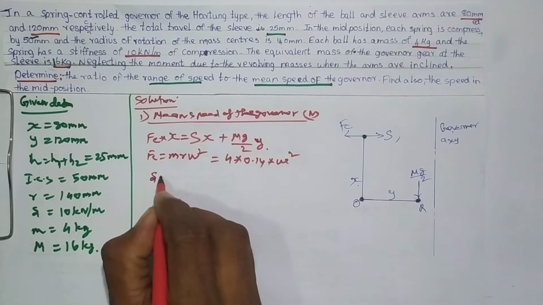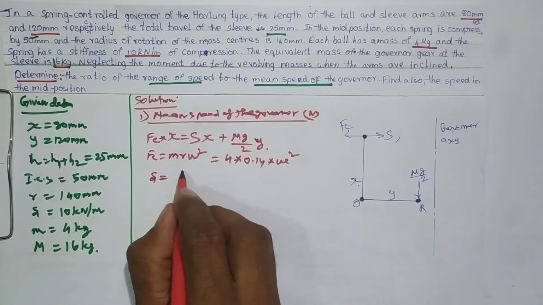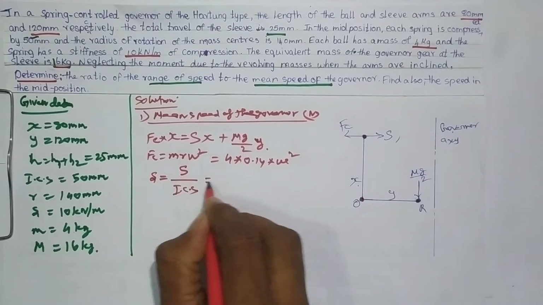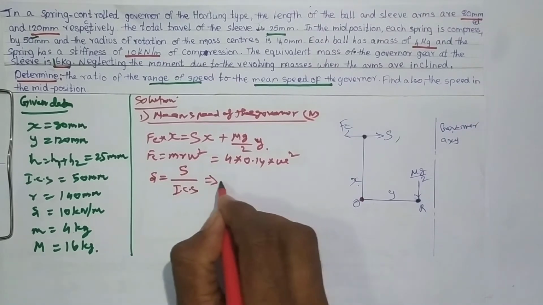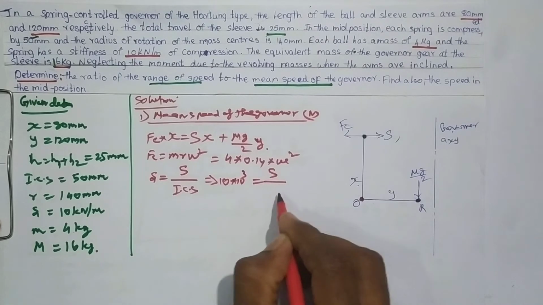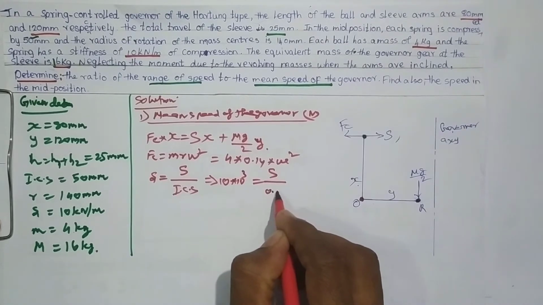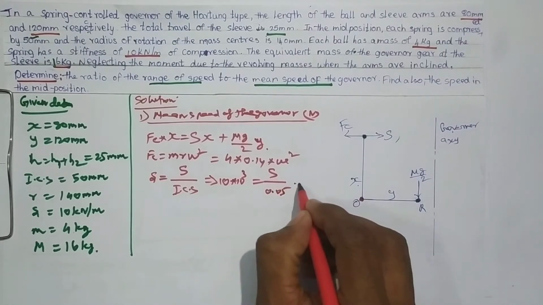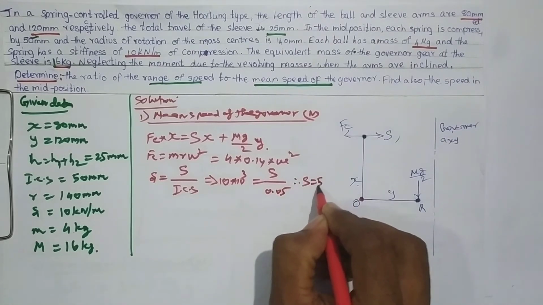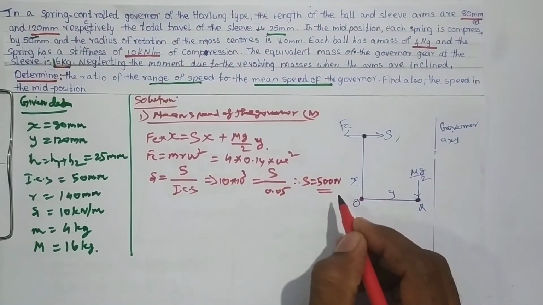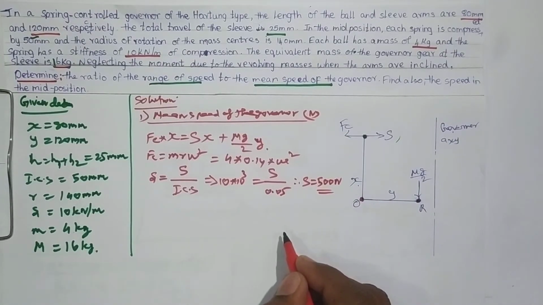The spring stiffness is equal to spring force divided by initial compression of the spring. So that is 10 into 10 to the power of 3 equal to capital S divided by 0.05. Therefore S is equal to 500 Newton. Capital S, that is the spring force, you are getting 500 Newton.